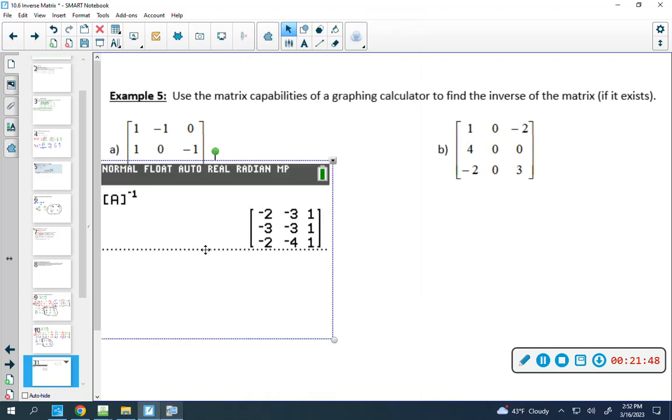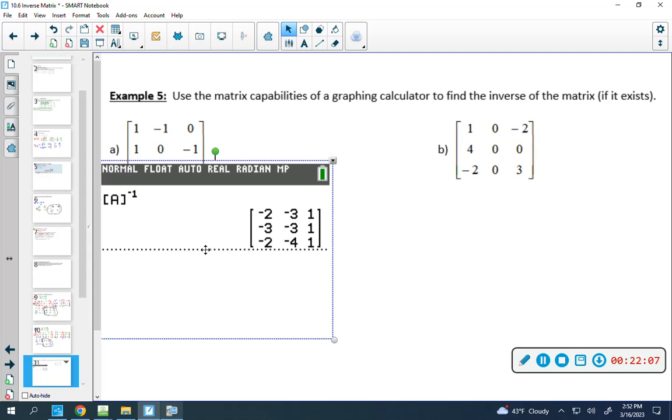So all those row operations we just took 10 minutes to do is done. Isn't that nice? God bless technology. On the no calculators, the inverse? There could be one. All right, ready for the next one?